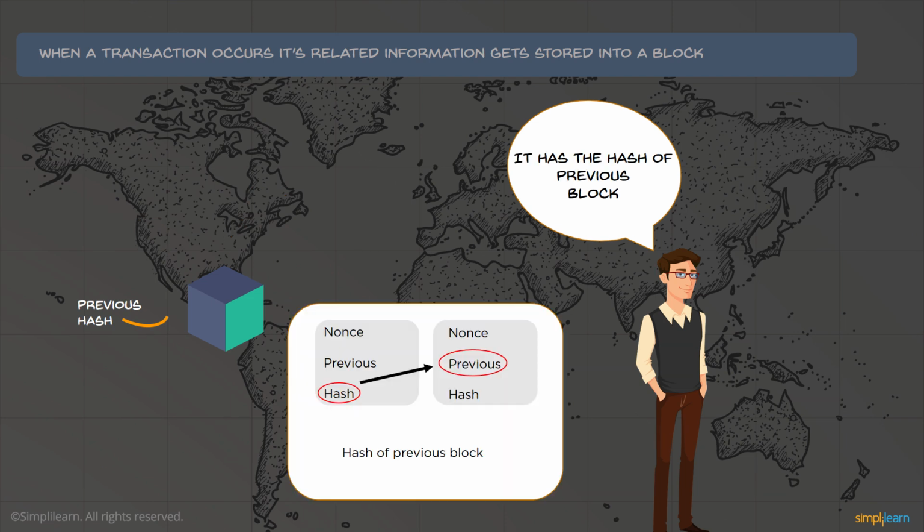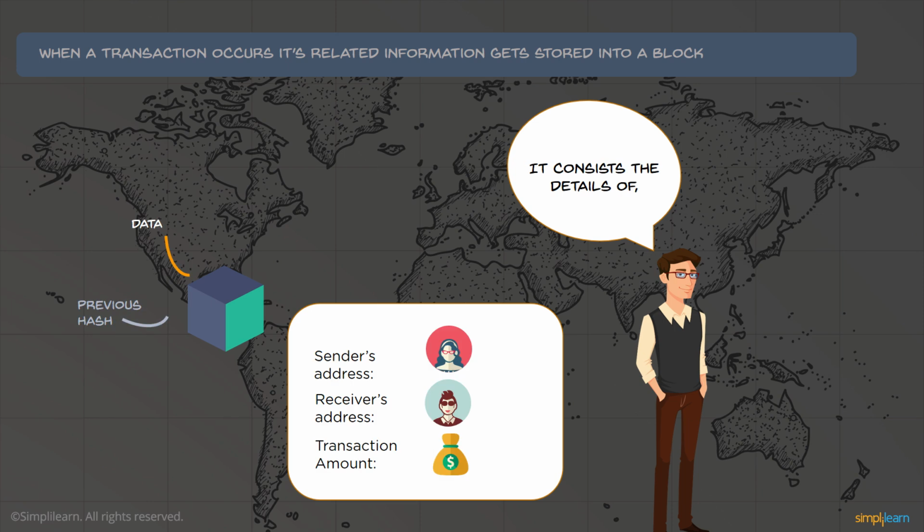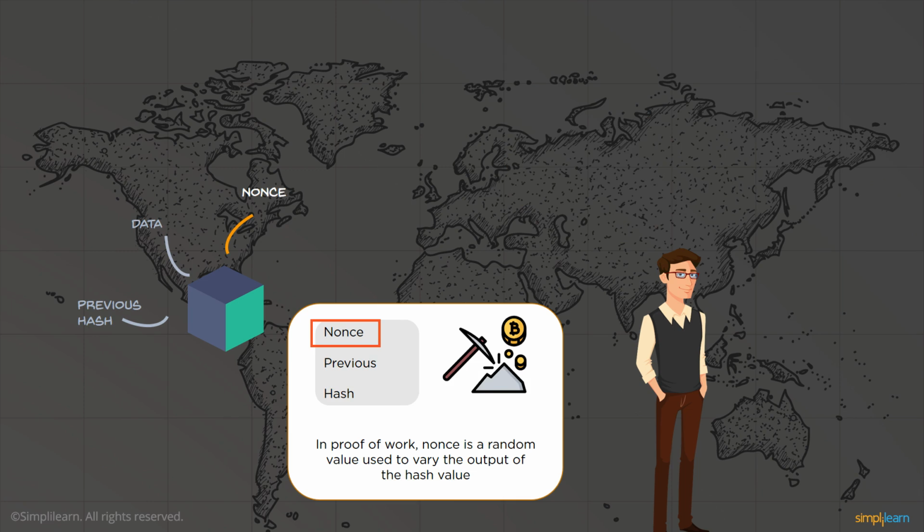Now what is the previous hash? The previous hash is the attribute which connects a block to its previous block. So the previous hash attribute consists of the hash value of its previous block. Data consists of the details of the sender's address, the receiver's address, and the transaction amount. So basically there could be multiple transactions amongst multiple senders and receivers. Each block will consist of n number of transactions, and each transaction will have a sender's address, a receiver's address, and a transaction amount.